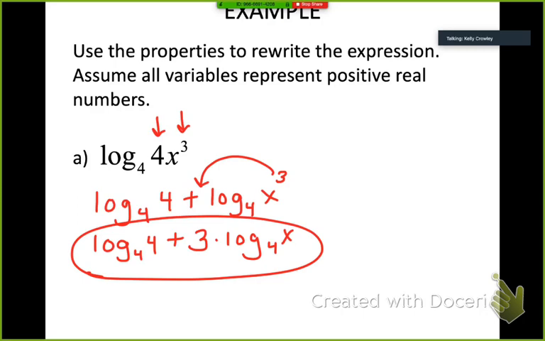Technically, log base 4 of 4 is just 1. So if you think about it, 4 to the first power is 4, so that would convert to 1, but we'll just leave it like that, because I just want you to be able to do the expansions and the condensations. Funny word. Okay, let's go for another one.